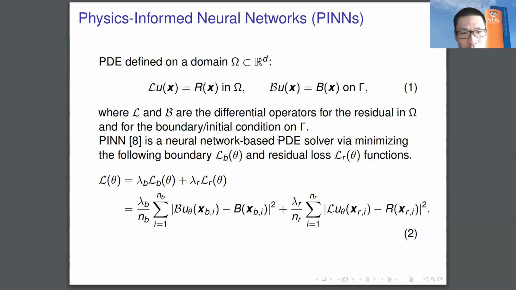You can see that the key computational bottleneck is the residual loss, because on the boundary we usually have lower order derivatives, but in the residual condition, which is the L u, we have the highest order derivative in the PDE. So the residual part is the most costly, in both high and low dimension settings. So let's go to the technical details of SDGD.